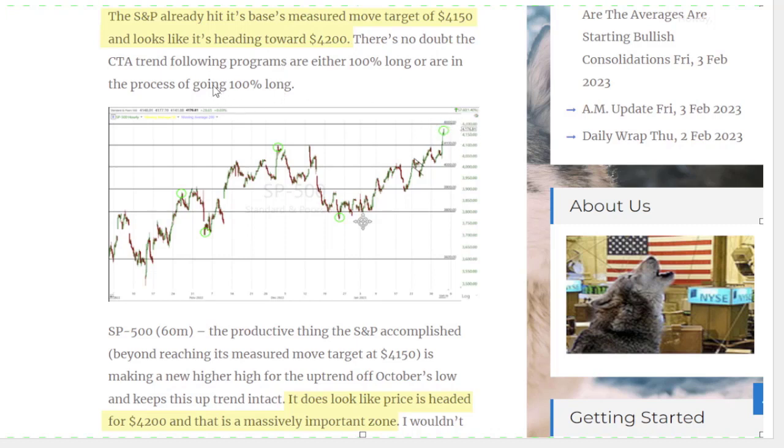There's no doubt the CTA programs are either 100% long or they're in the process of going 100% long. There was a very, very frothy tone to the market Thursday morning, almost like a buying climax. So that's just something to keep aware of as we're moving forward. It does look like the S&P's price is headed to 4,200, which is right up here. And it actually just missed 4,200 by 0.1%.